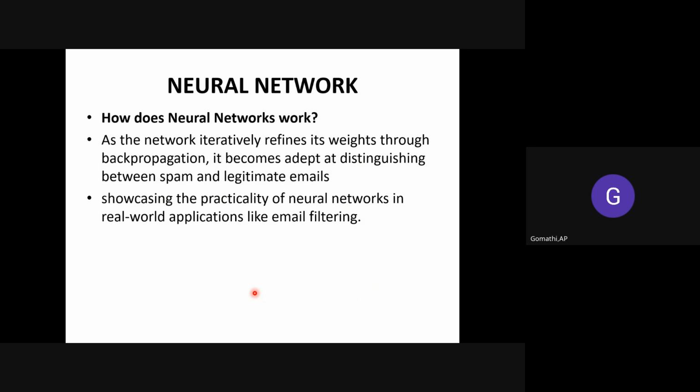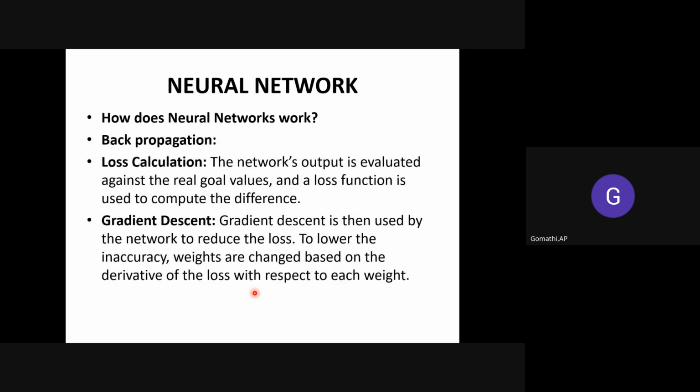How does it work? As the network iteratively refines its weights through backpropagation, it becomes adept at distinguishing between spam and legitimate emails. Mainly, neural networks are used in email filtering. To filter emails, whether spam or not, we can go for a neural network algorithm. So here we have to use backpropagation.